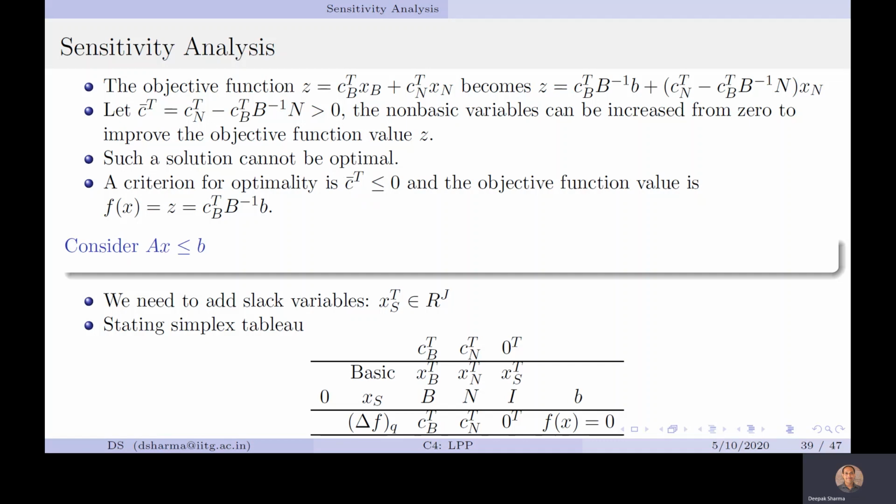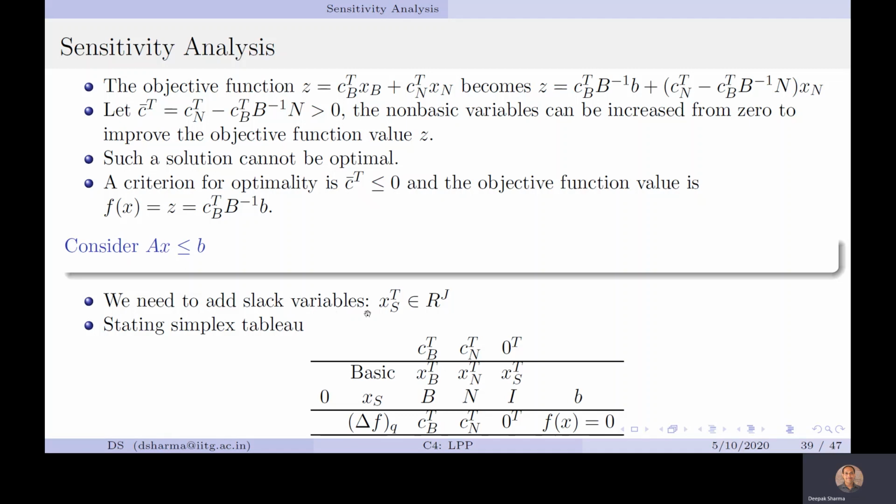So in the previous short form, we considered AX equals to b. Now we can have inequality constraints. So let us take a simple case of AX smaller than or equal to b, where all constraints are of the smaller than or equal to type. In this case, first I have to convert this set of inequalities into equality constraints.